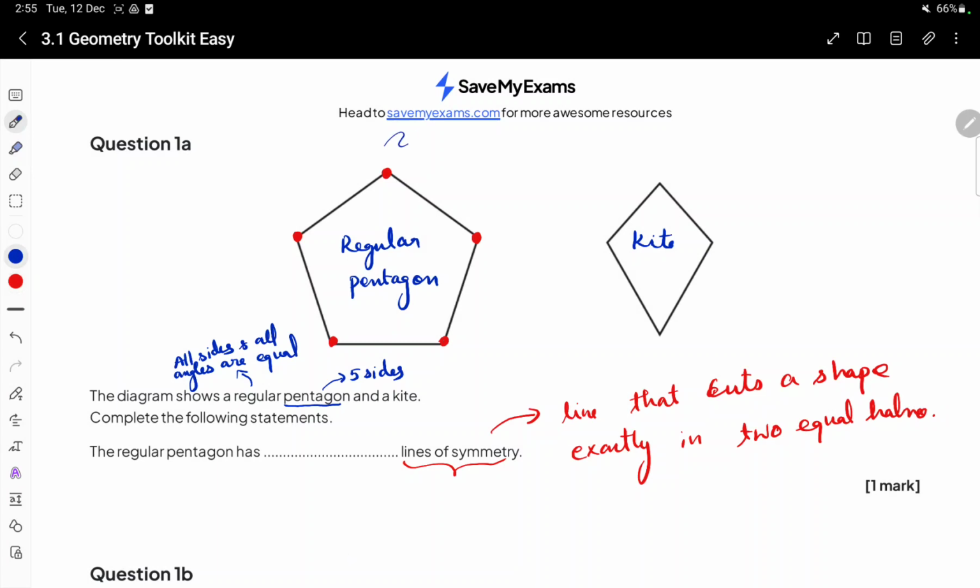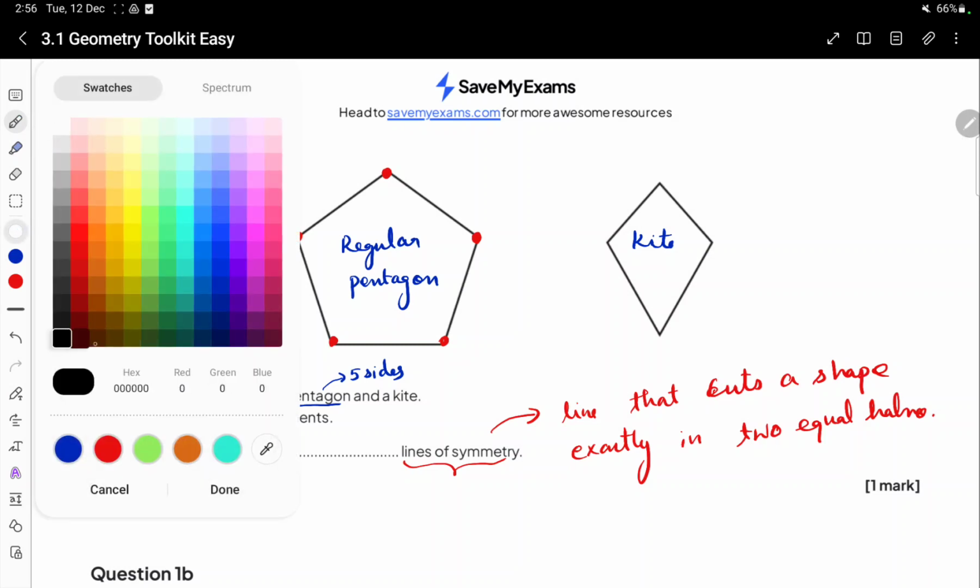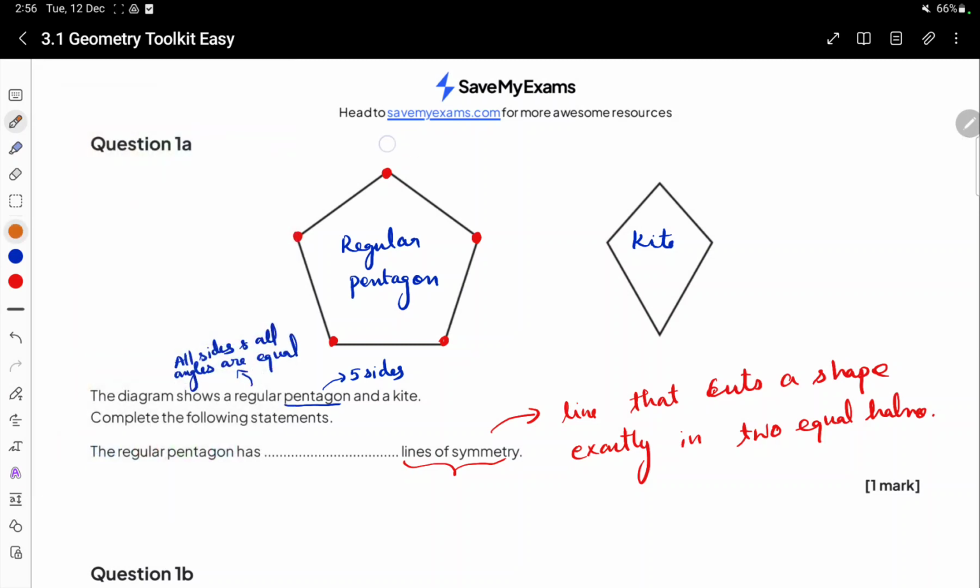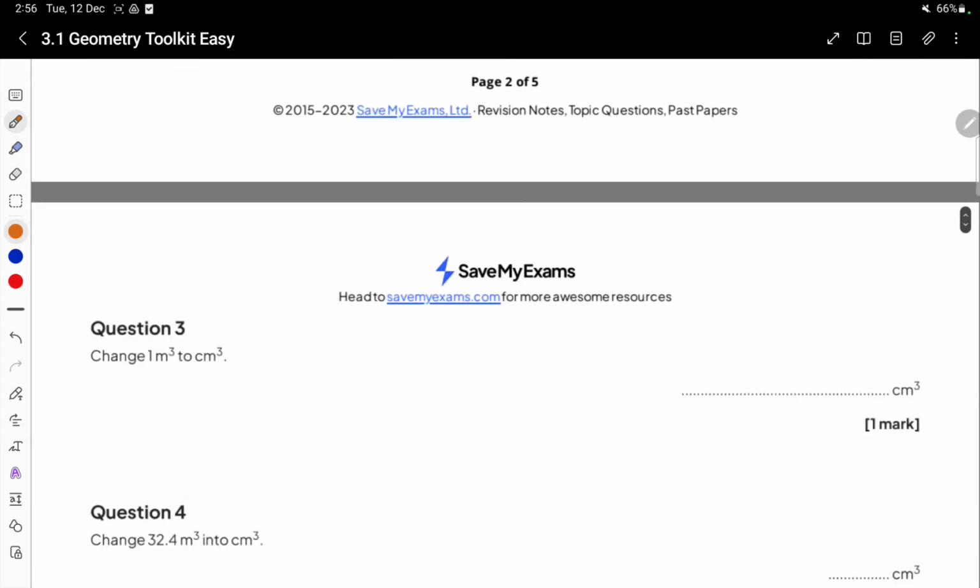If you see here, this is the first line of symmetry. To each and every vertex I can draw one line. So let's see: first line of symmetry, second line of symmetry, third line of symmetry, this will be the fourth line of symmetry, and this will be the fifth line of symmetry. So in a regular pentagon we have 5 lines of symmetry.